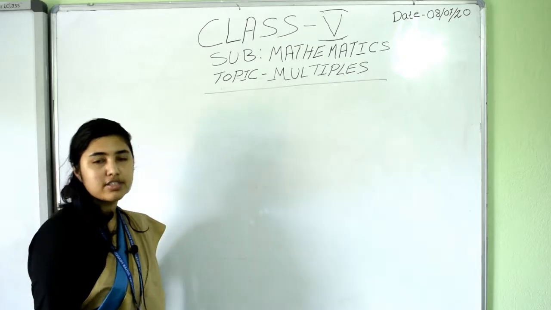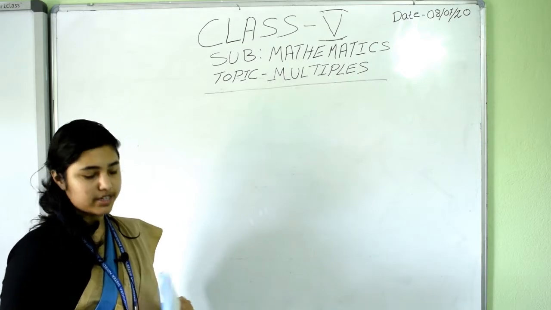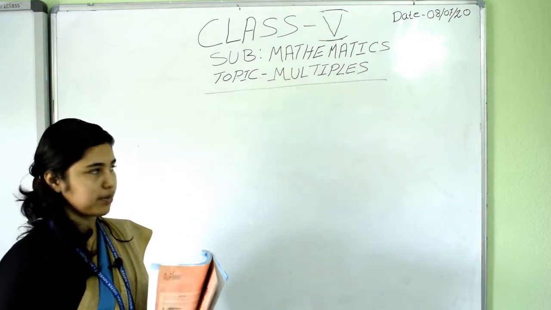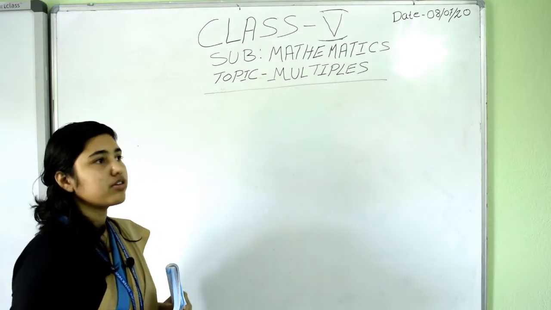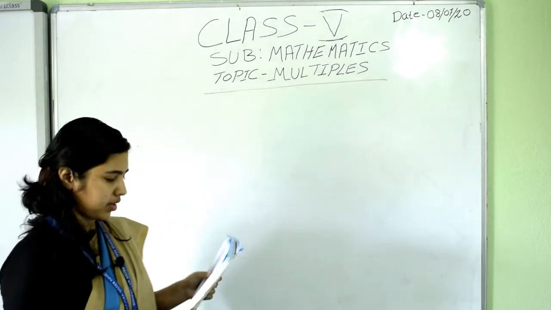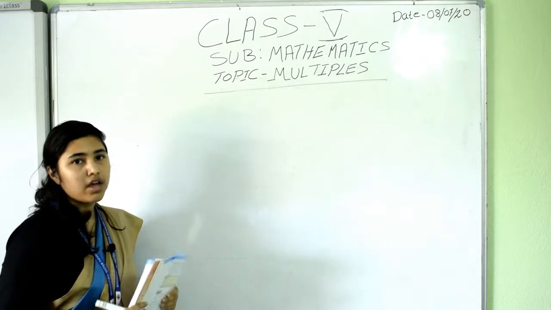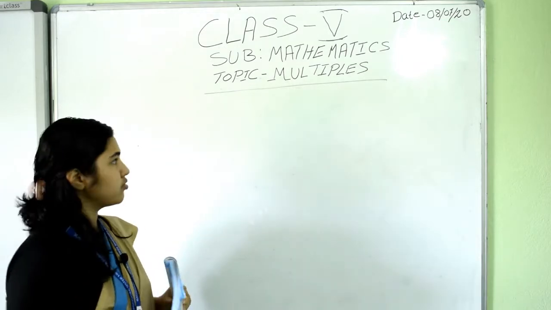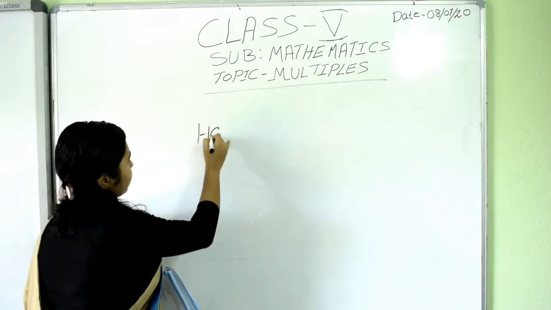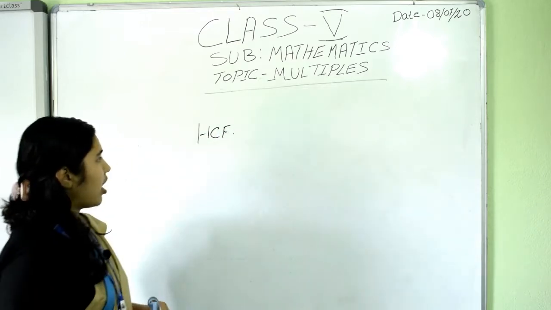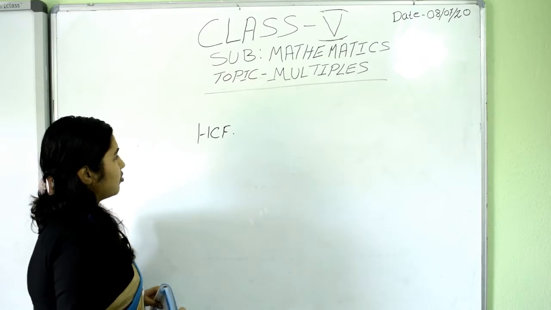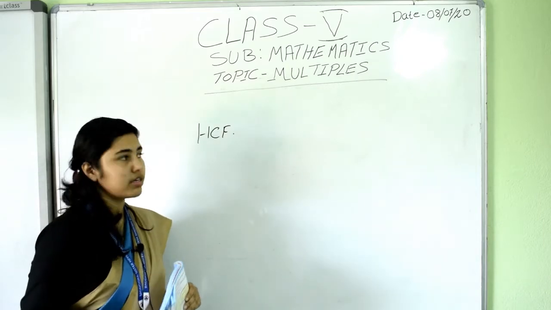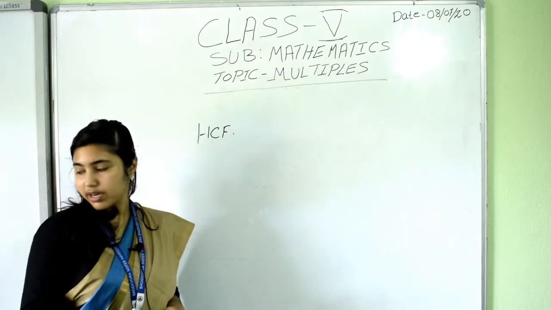Good morning students. In our previous class, we started the chapter Factors and Multiples. We already know what a factor is, how to find the factors, and also the highest common factor, which is the HCF. We already know how to find the HCF of two numbers or three numbers. Today we are going to learn about the multiples of a number.